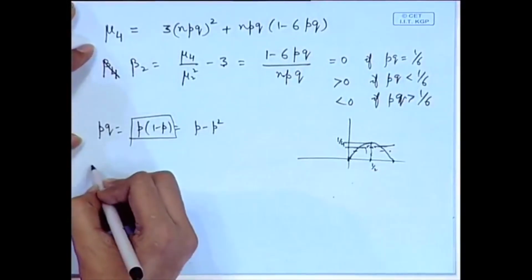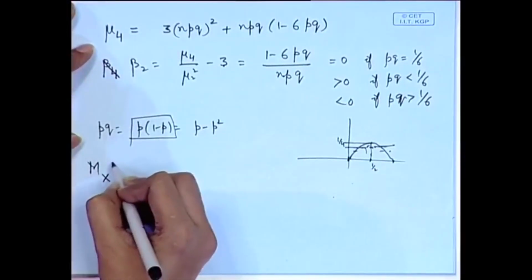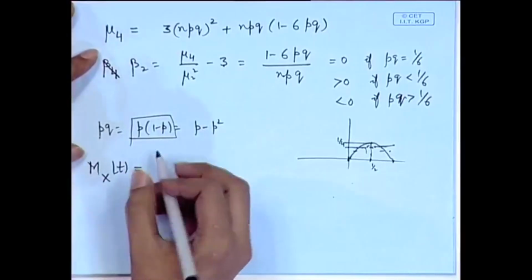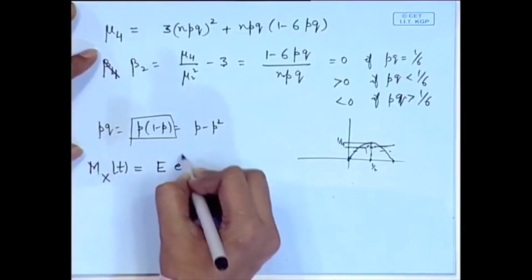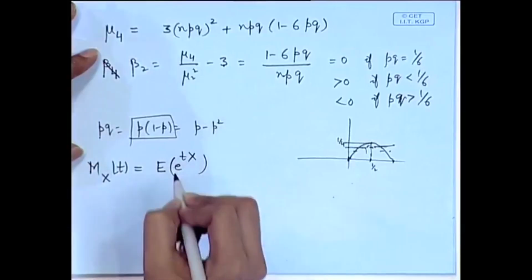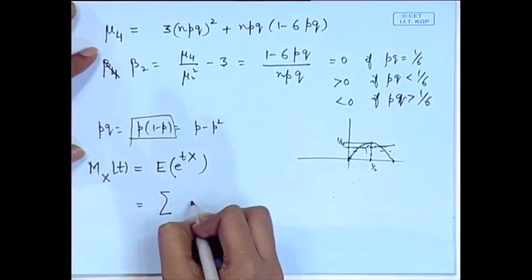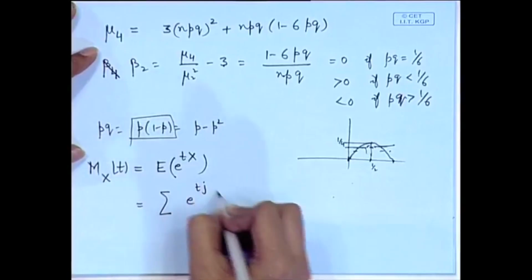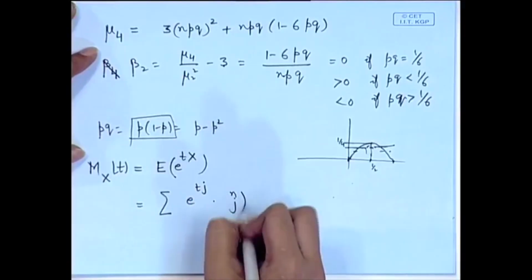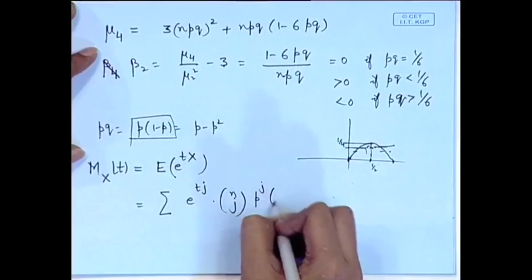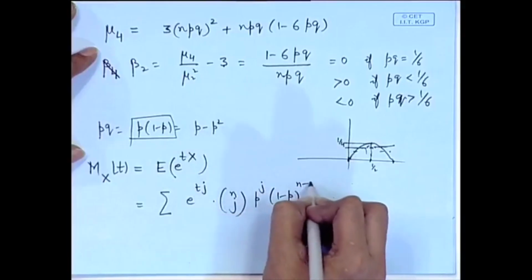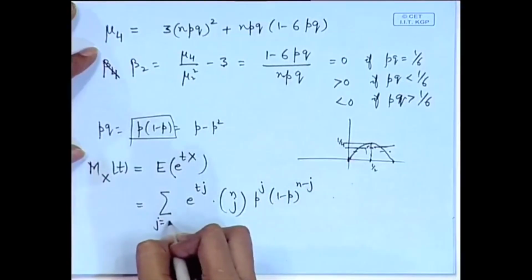We may also look at the moment generating function of the binomial distribution, expectation of e to the power t x, that is equal to sum of e to the power t j n c j p to the power j into 1 minus p to the power n minus j, j is equal to 0 to n.